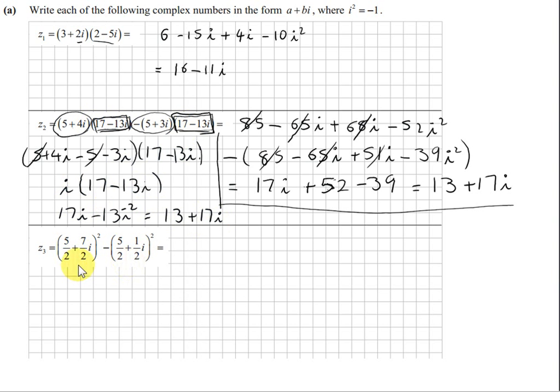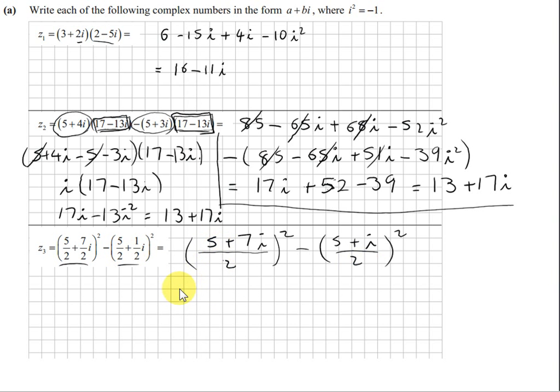Now we've got what looks like a fairly tedious problem involving fractions here, but we can actually factorize a half out of each of these complex numbers. So we can write this complex number as 5 plus 7i divided by 2, squared. Might make it a bit easier. Just get a common denominator of 2. And there's also a common denominator of 2 in this second complex number, 5 plus i over 2, squared. So this is just 5 plus 1i over the common denominator of 2. Now we have to square above and below.